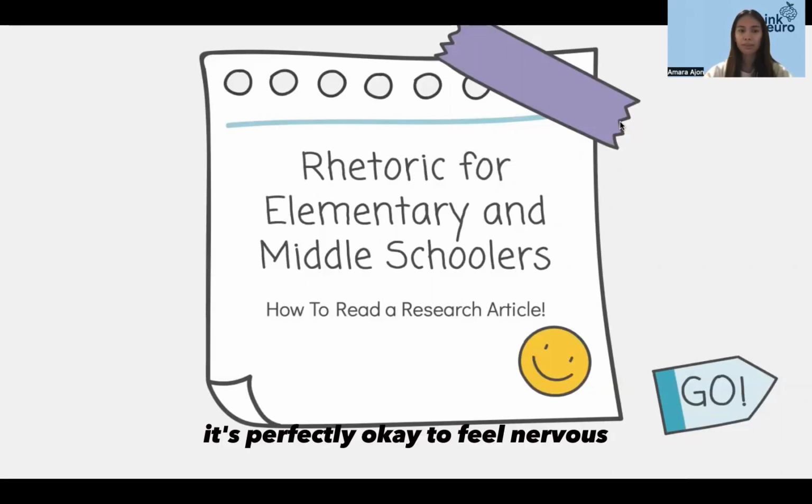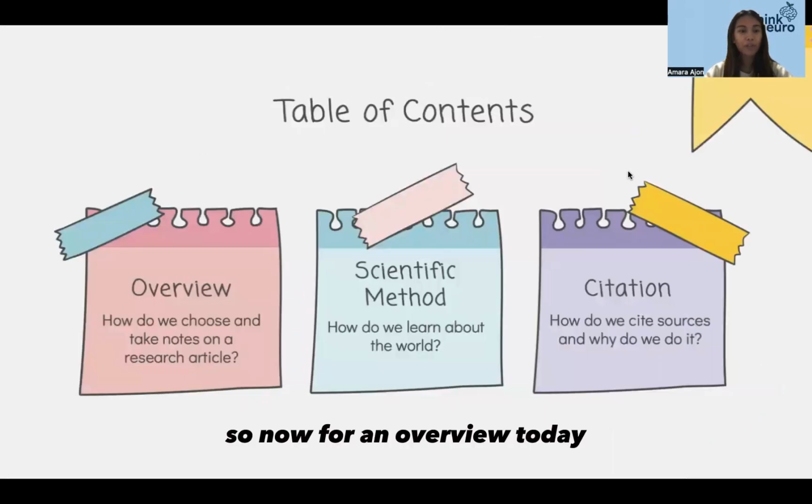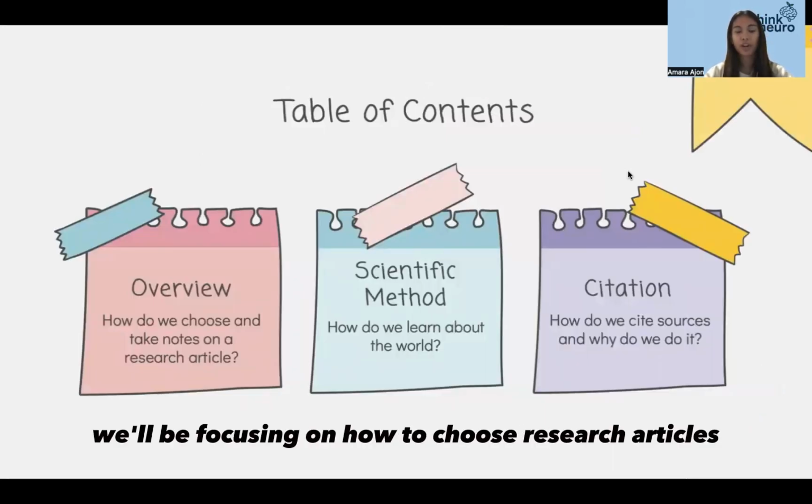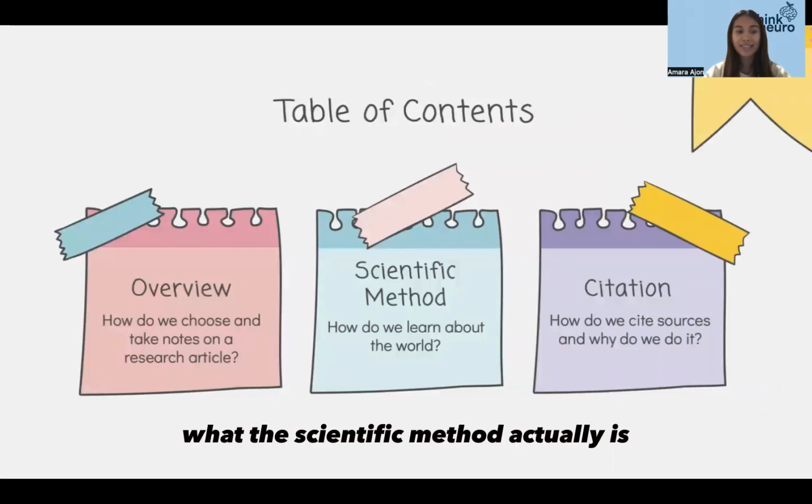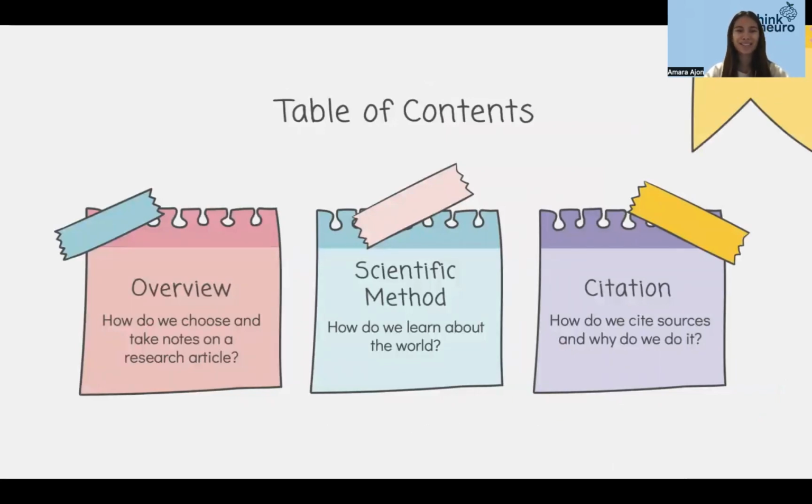And remember, it's perfectly okay to feel nervous or to just not have a lot of experience reading research as an elementary or middle school student. But just remember, practice makes perfect. So now for an overview, today we'll be focusing on how to choose research articles, what the scientific method actually is, and also how to cite our sources. Let's get started.